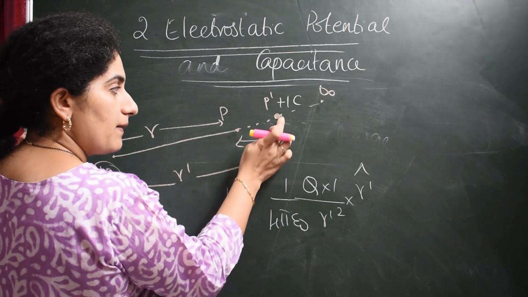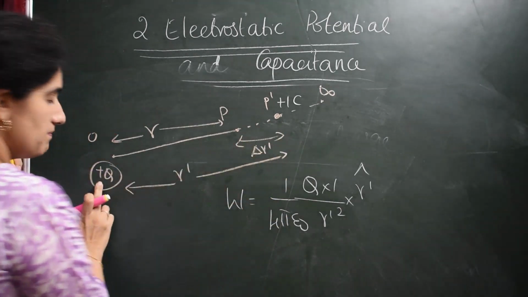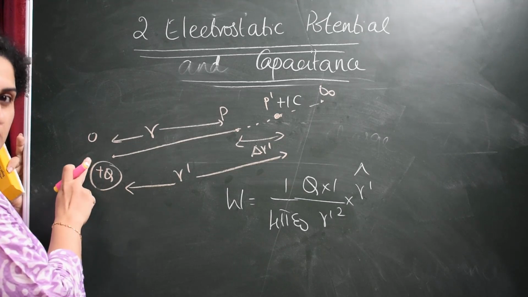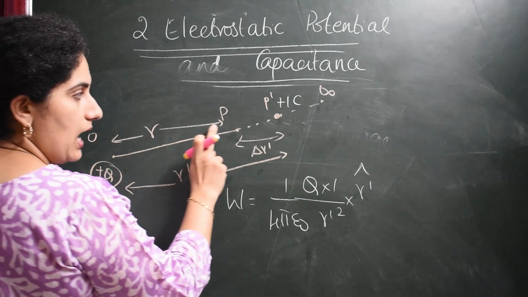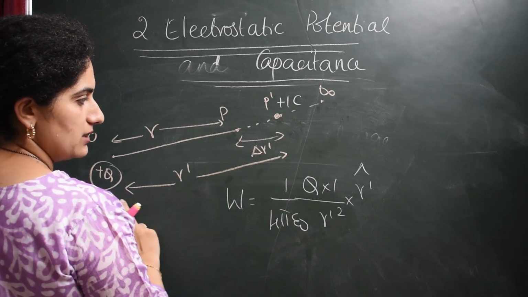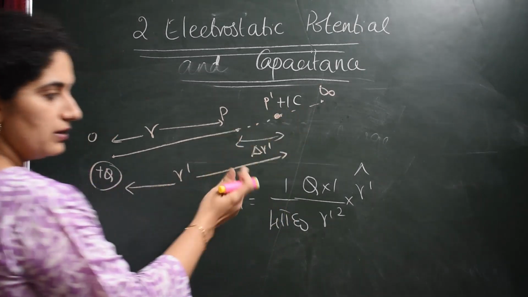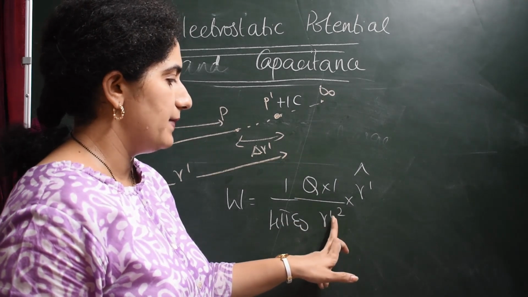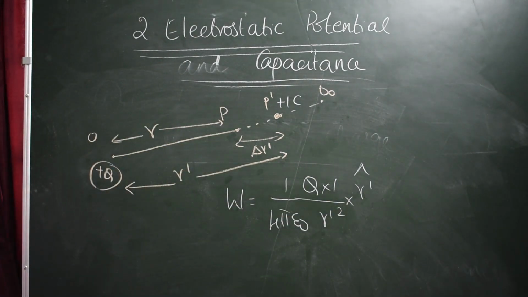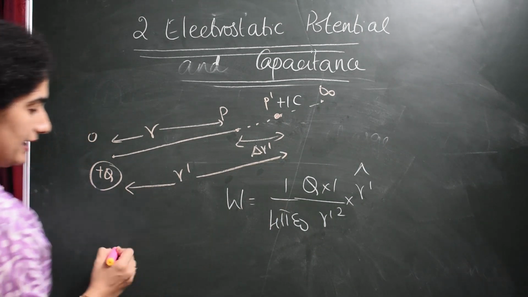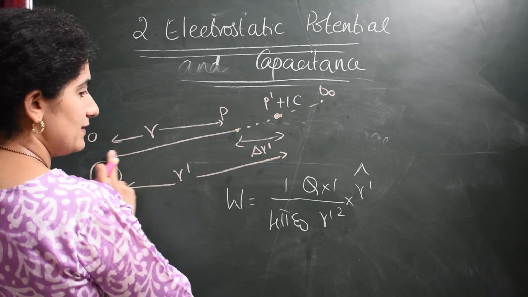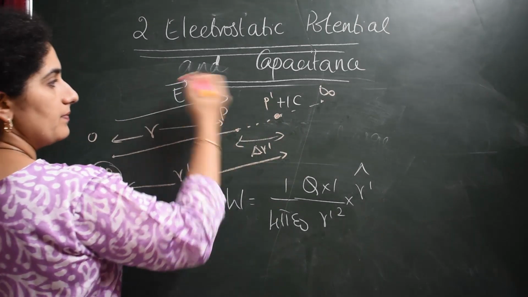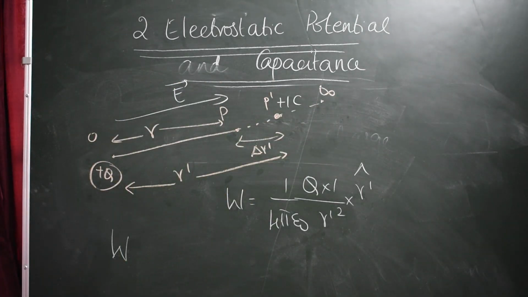Now from here again bring this much closer. When you consider this plus Q which is placed at O, this will be r, this is r dash, and this is delta r dash. So r dash plus delta r dash amount of distance you have here. So work done is 1 by 4 pi epsilon naught Q into 1 divided by r dash square into r dash cap. Now we need to integrate this. As I have already told you, this will be negative in sign. Why? Because the electric field is in this direction, but you are doing work in the opposite direction. So work done in total will be negative.